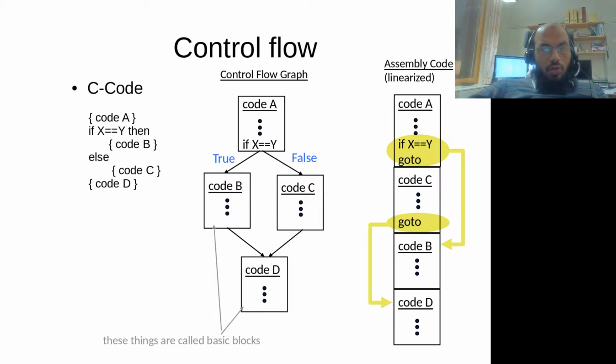As assembly code, you would basically have it looking like that. So you have the code for A, then you have the if statement, and then there is a go-to statement that basically puts you, if x equals y, you go to code B, but if not, then you continue on this, and then at the end of code C, you go to code D to start implementing this.